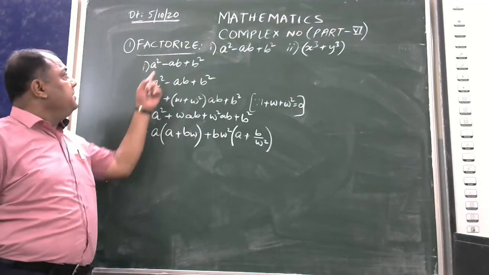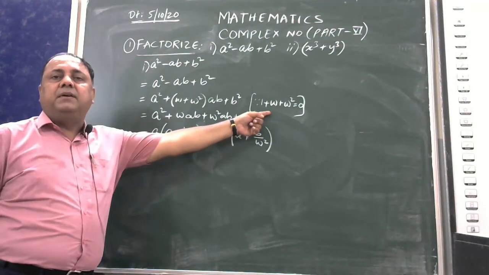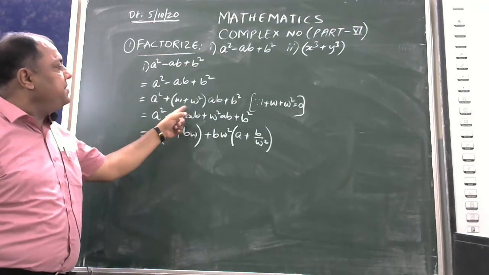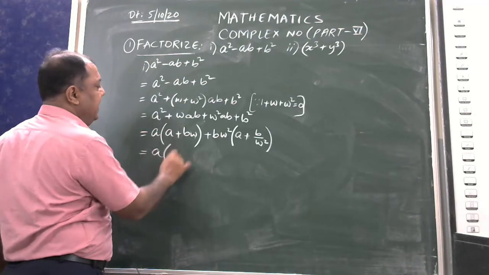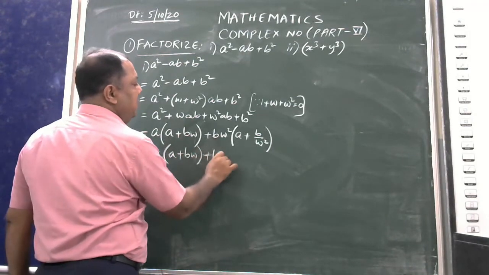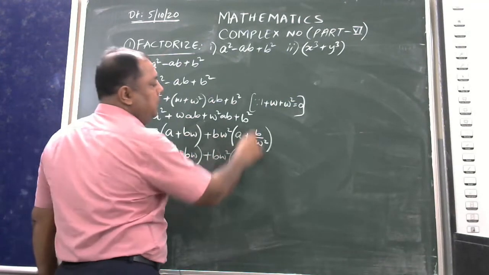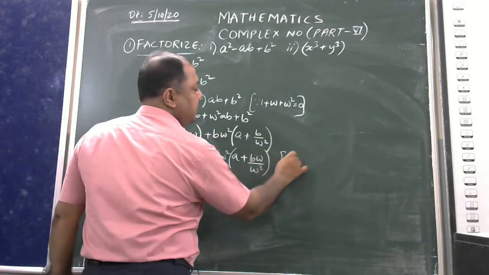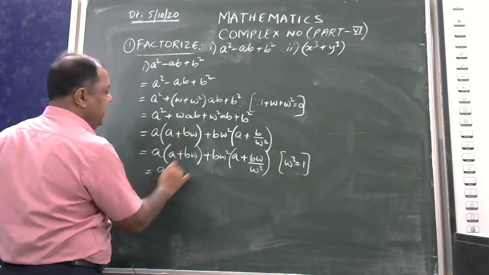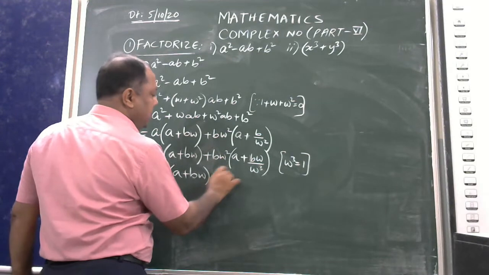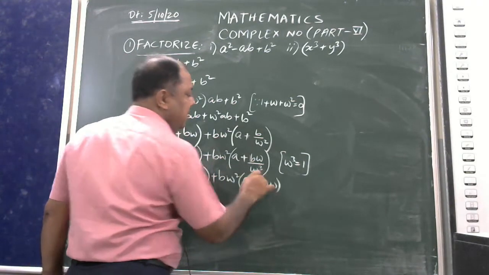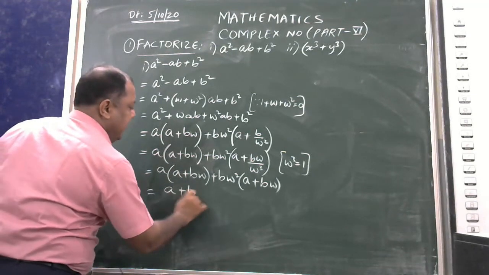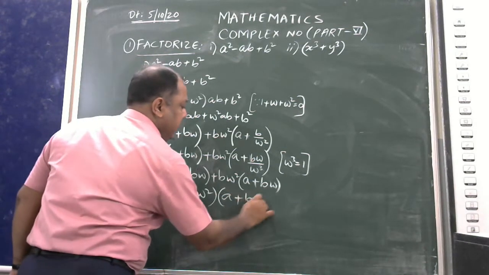I repeat once again, this minus 1 is replaced from this particular property of omega which we have done in our last part. So omega plus omega square is minus 1. On further simplification, this is a plus b omega plus b omega square times a plus b by omega square. I multiply omega to numerator, and this becomes omega cube, and omega cube is equal to 1. On factor form, I can write this as a plus b omega.